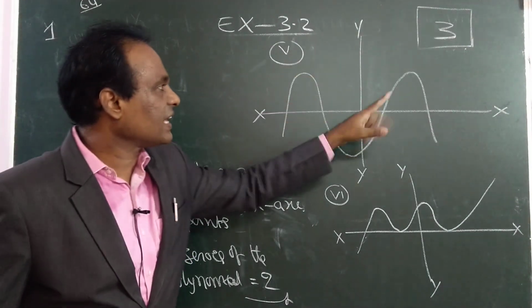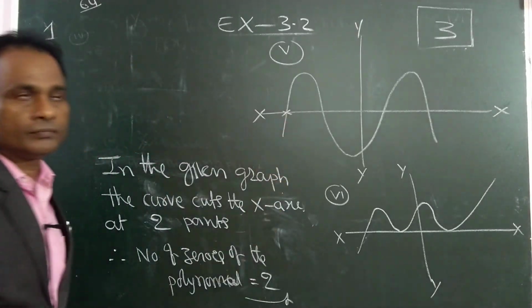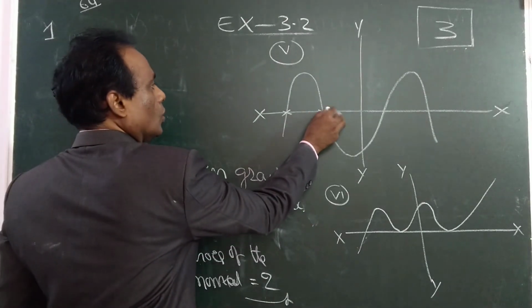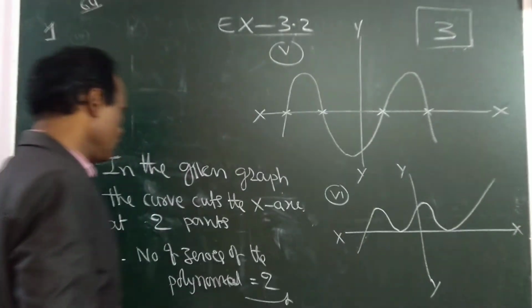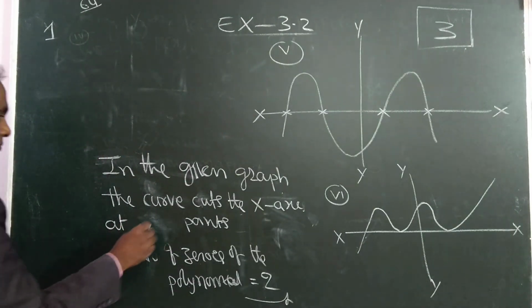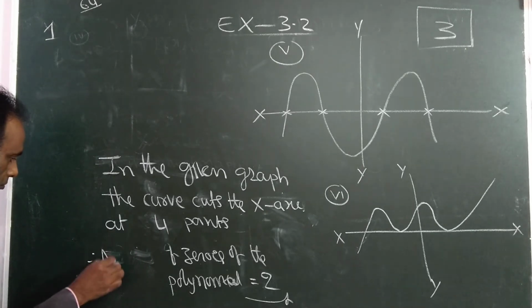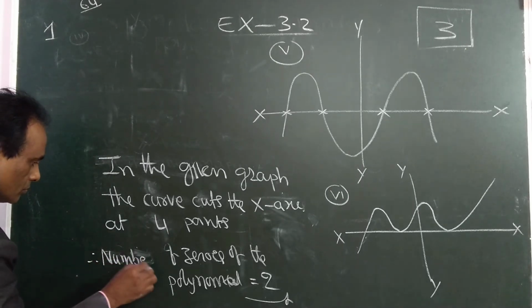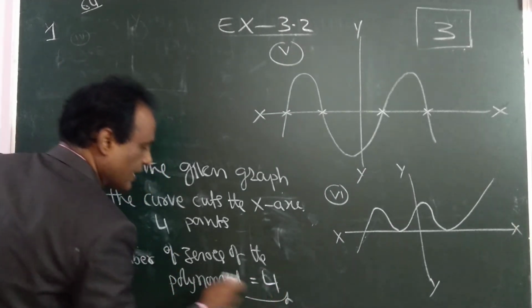The graph is cutting the x-axis at how many points? See here, 1, 2, 3, 4. So what is the answer? 4. Write down the statement.